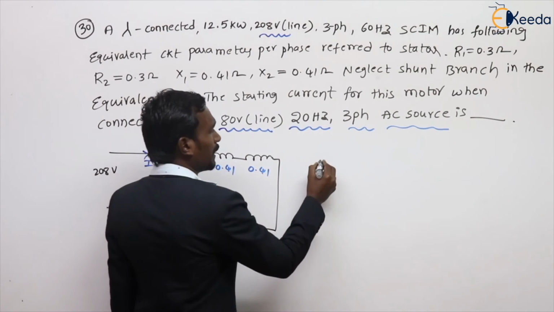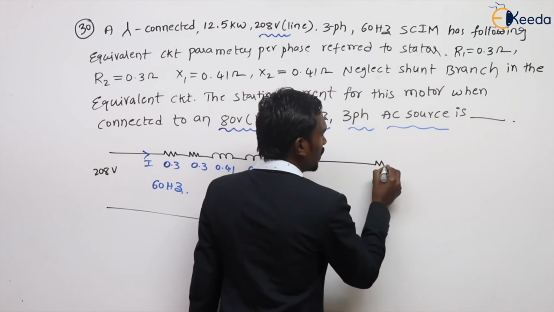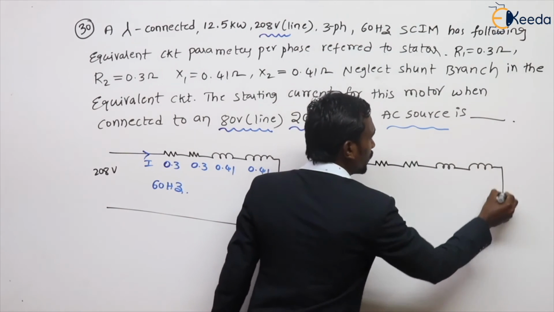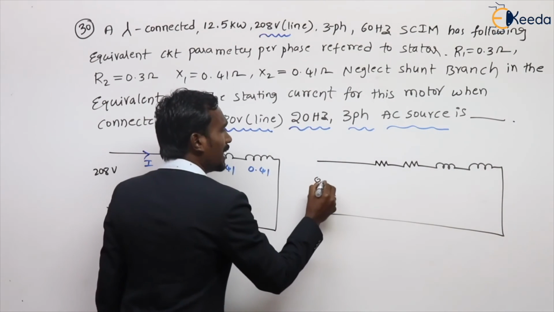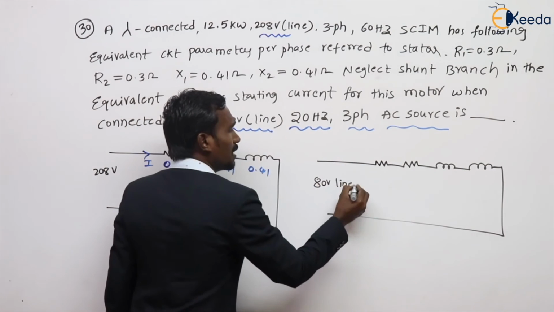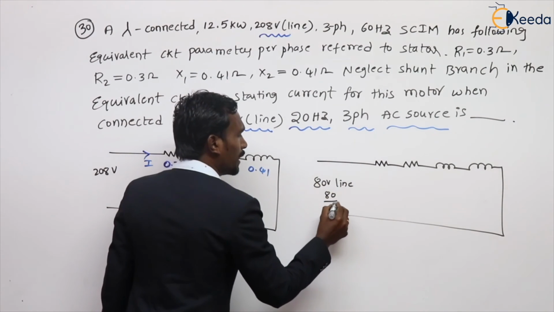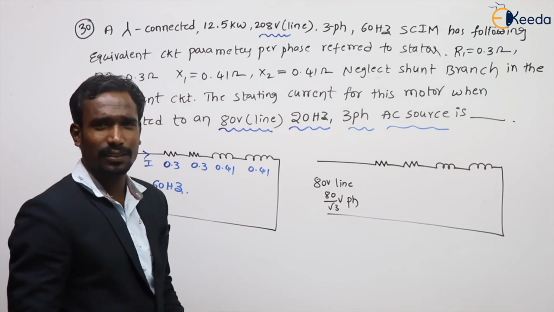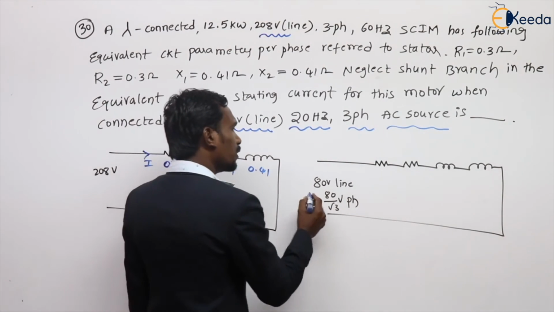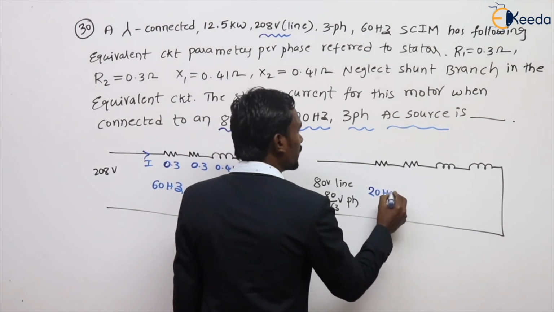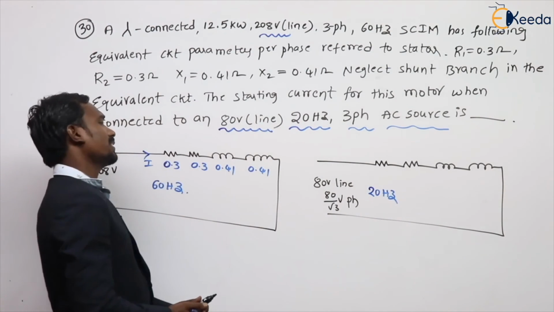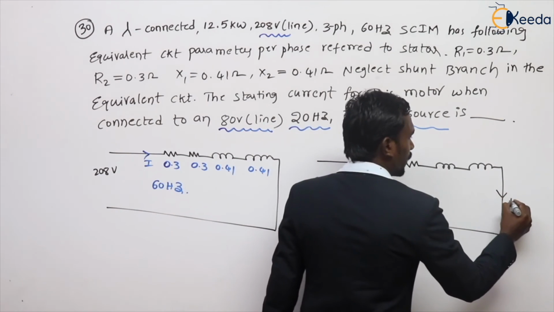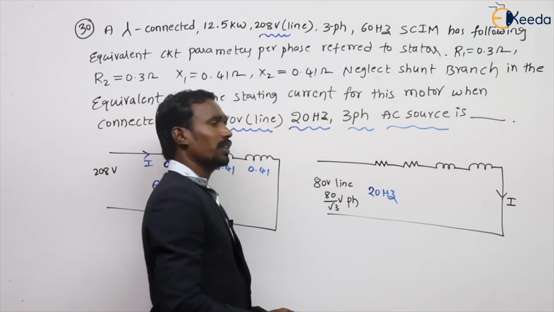But now what happened? The circuit is connected to an 80 volts line, which is 80 by root 3 volts per phase, and the frequency is just 20 Hz, not 60 Hz. Now find the current flowing in this circuit. They want the current.